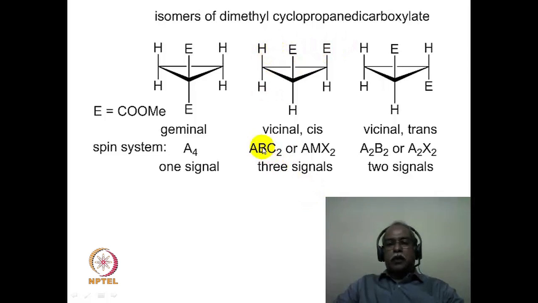Therefore, this would correspond to an ABC2 type of system. In other words, this is A, this is B, and these two are the same, so it is C2. It could be either ABC2 or AMX2, depending upon the difference in chemical shift values between the various hydrogens in the molecule. If the chemical shift differences are very close, then you would call it an ABC system. If the chemical shift differences are very large, then you would call it an AMX system, using alphabets that are vastly different compared to the ABC system.